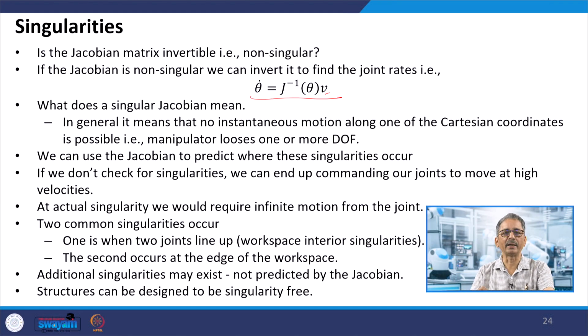So we can use the Jacobian to predict where these singularities occur. If you do not check for singularities, we end up commanding our joints to move at very high velocities. And at an actual singularity, we would require infinite motion from the joint.